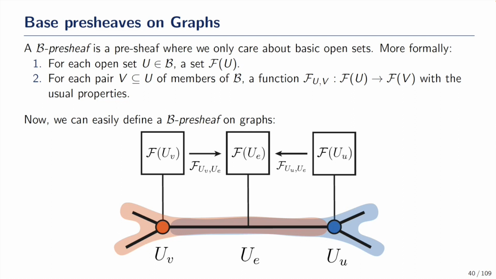Okay, now here we go. First we have something that's a base presheaf on the graph. We could just pick all our open sets and put some set there. We have our restriction maps because this edge is included in both of these open sets, so we must have these functions going to the set in the middle. That's the key point here.